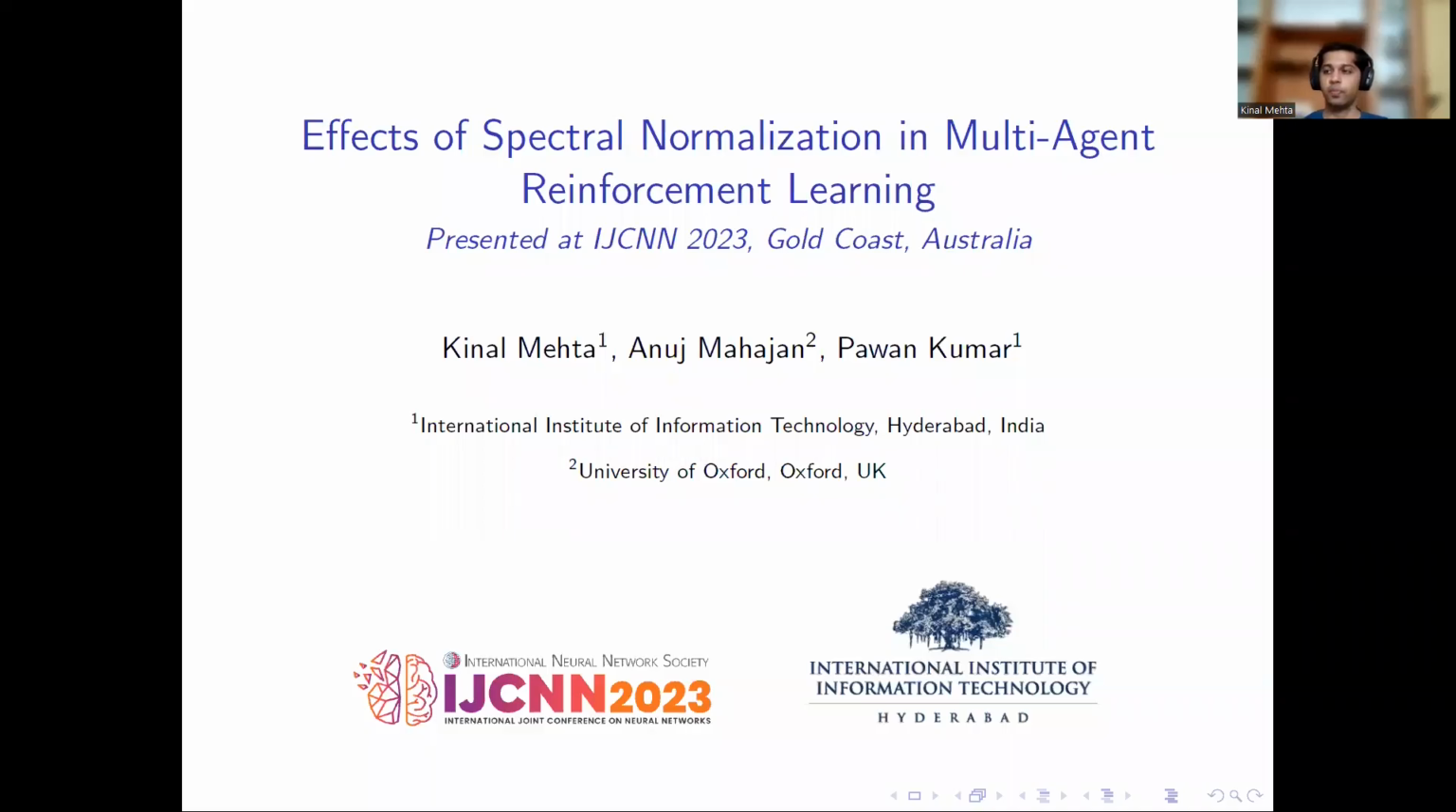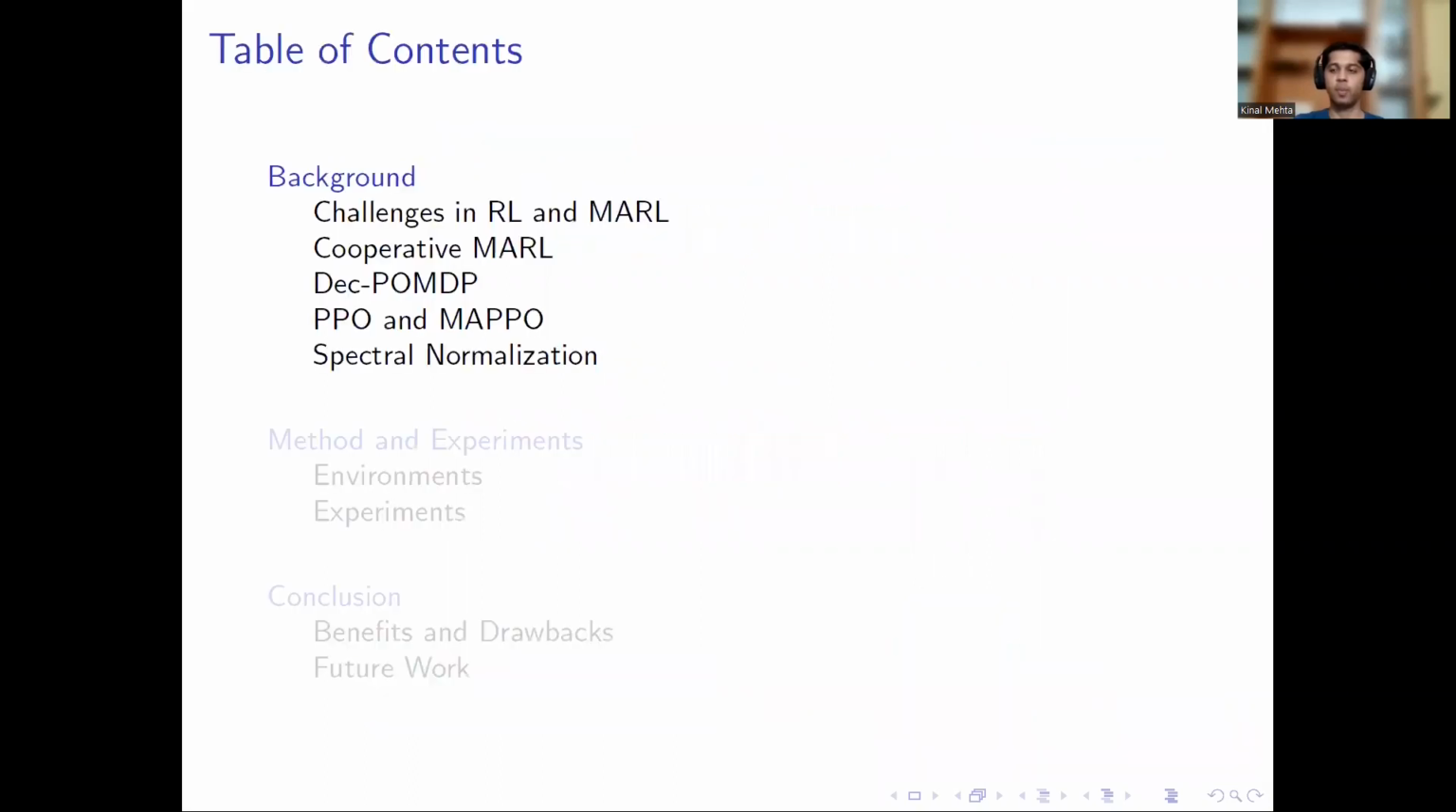Today I will be talking about how spectral normalization helps in learning in sparse rewards cooperative multi-agent reinforcement learning. This is a joint work with Dr. Anuj Mahajan and Professor Pawan Kumar.